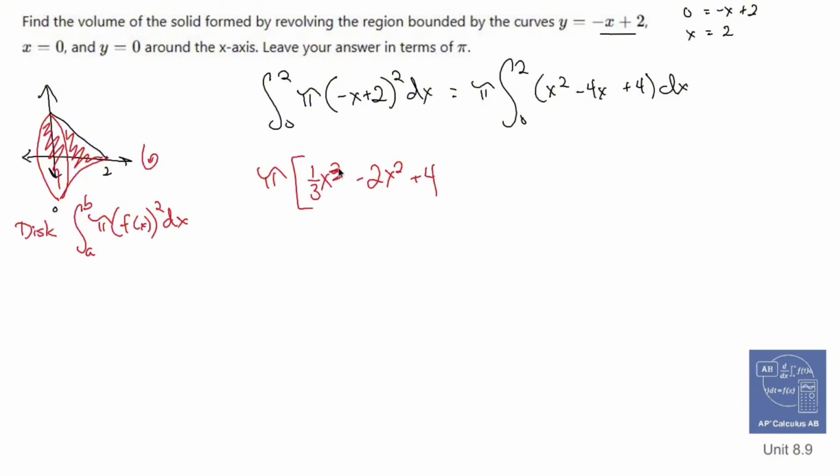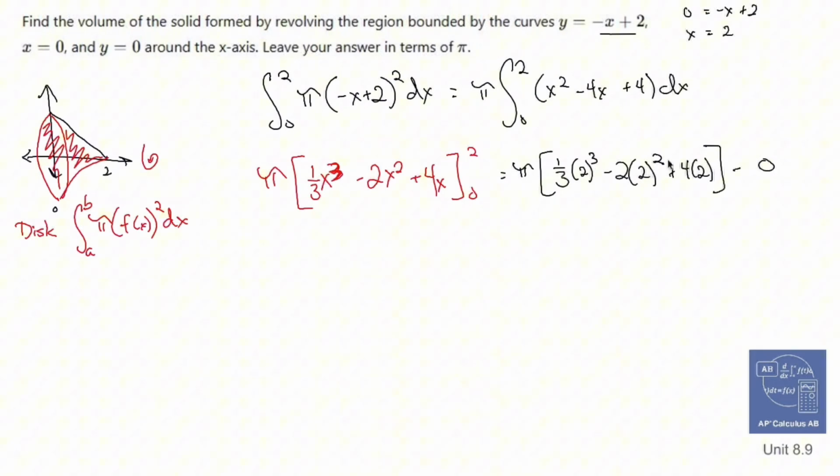My limits are still 0 and 2. So let's plug stuff in. Pi times 1/3 2 cubed minus 2 times 2 squared plus 4 times 2. Let's use common sense. If I were to plug in 0, I would get 0 minus 0 plus 0, which is 0 times pi is 0, so we're not going to lose sleep over that.